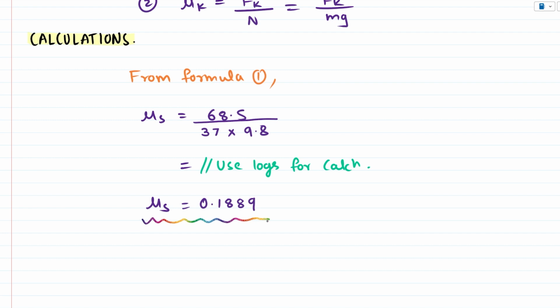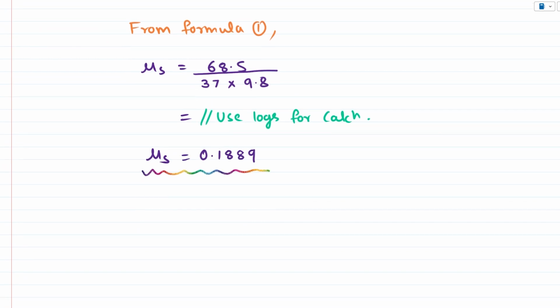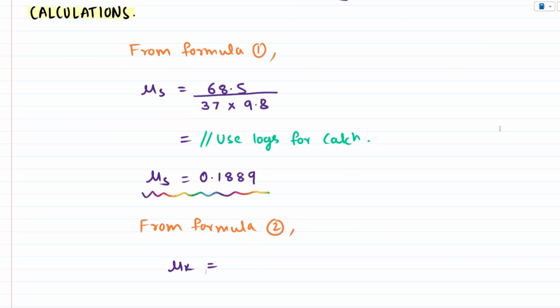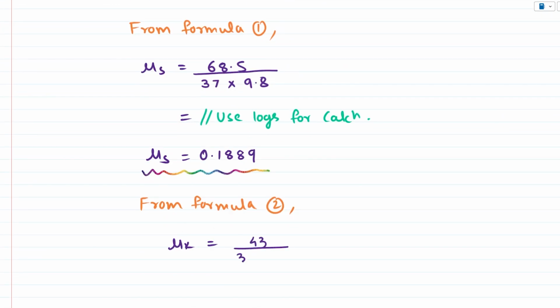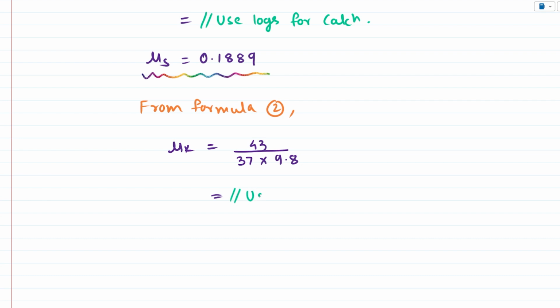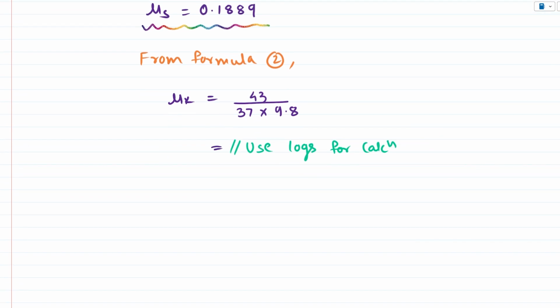So हमने part 1 of our numerical कर दिया है, that is to calculate mu s. Now let's quickly solve part 2. So from formula 2, we can get the value for coefficient of kinetic friction. So we say mu k is equal to the value of Fk, that is 43, divided by 37 into 9.8. Now again, for your exams, you will have to use logs for calculation, but for simplicity and for video purposes, we'll directly arrive at our answer. So if you were to divide 43 by 37 into 9.8, you would get the answer as 0.1186. So this is the value for mu k, which is the coefficient of kinetic friction.